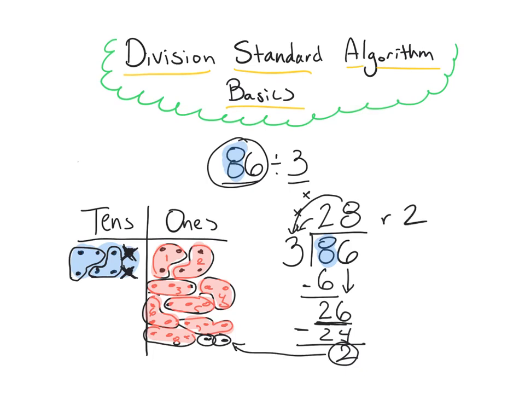So hopefully seeing the connection between the place value chart and a standard algorithm problem helps you visualize and understand what's going on when we use the standard algorithm. Because even though the standard algorithm might not make the most sense at the moment, it is one of the most efficient strategies to divide really large numbers. So getting to know the basics of it and understanding the process of how it works is going to be really helpful.